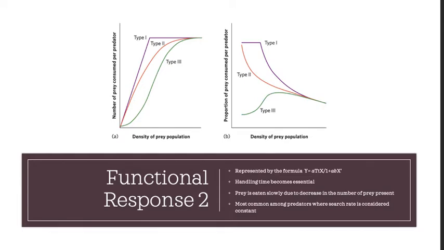One example of the type 2 functional response is that small mammals destroy most of the gypsy moth pupa in sparse populations of the gypsy moth, but in high-density defoliating populations small mammals kill a negligible proportion of the pupa.